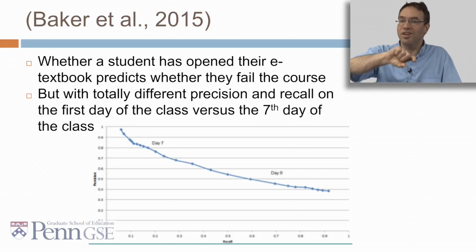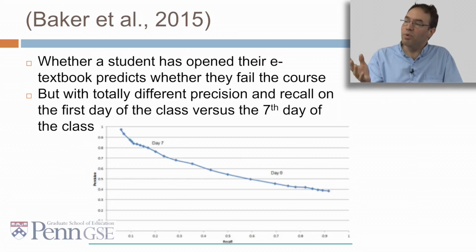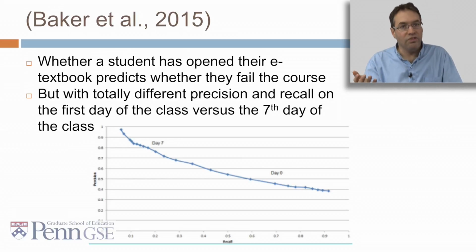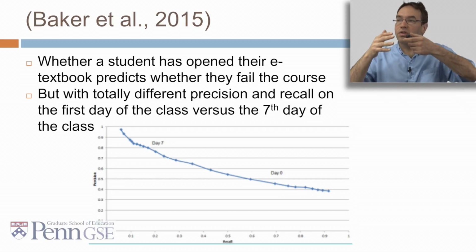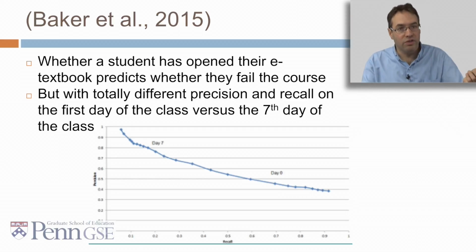Same feature, just 6 days different when we look at it, but in one case, the first day of class, it catches almost everybody who won't pass the course, who will fail, but it also catches a lot of people who will pass the course. On the 7th day, it no longer captures everybody who's gonna fail, but everybody it catches is probably gonna fail just about. So, same feature, just 6 days later, totally different semantics.